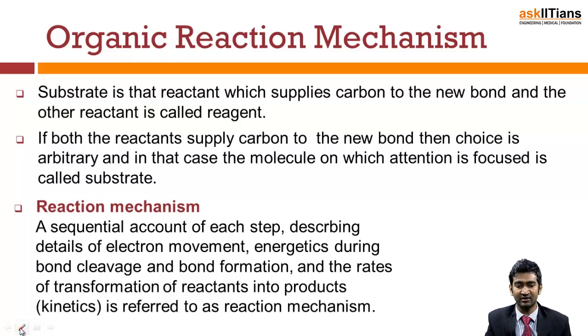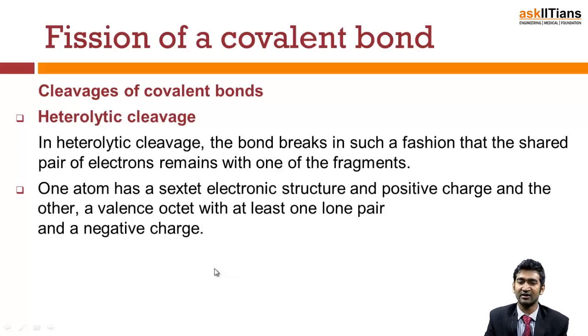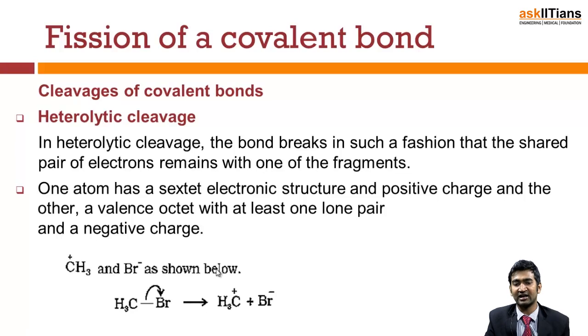In the reaction mechanism, there is a sequence of steps: first your attacking reagent comes closer to the substrate, then some polarity changes, the electron cloud gets redistributed, then there is bond breakage, and then new bond formation takes place. These all involve chemical kinetics, the reaction mechanism. Now cleavages are of two types, heterolytic and homolytic. So now we are going to learn the fission of a covalent bond.